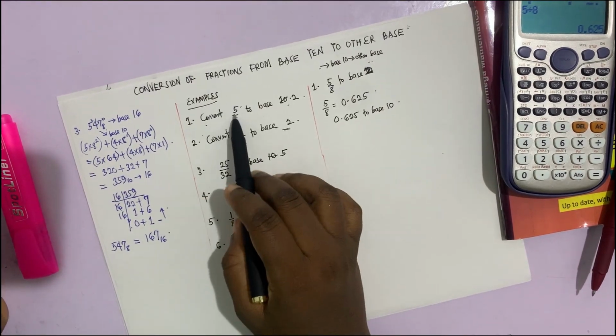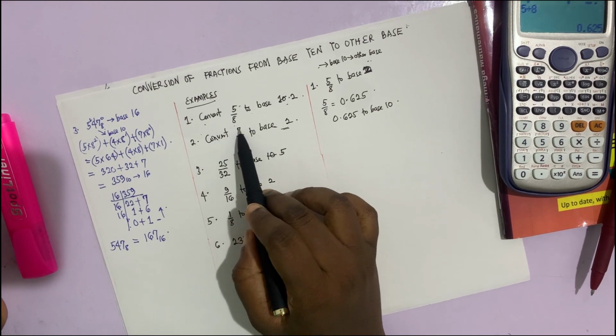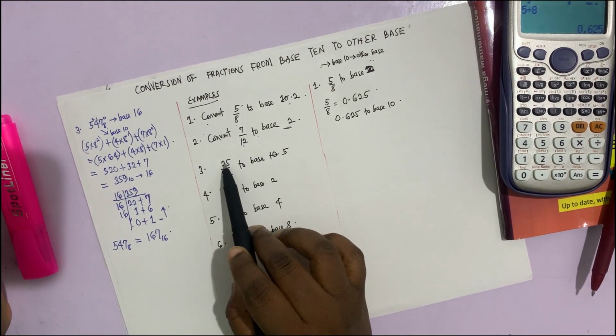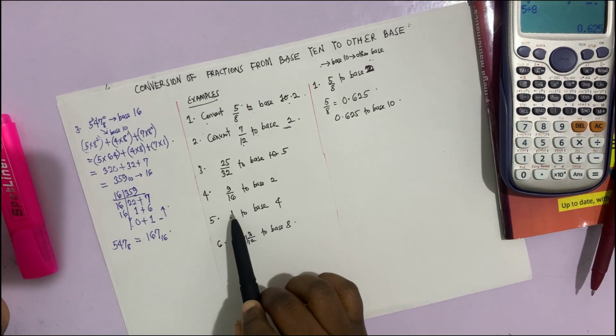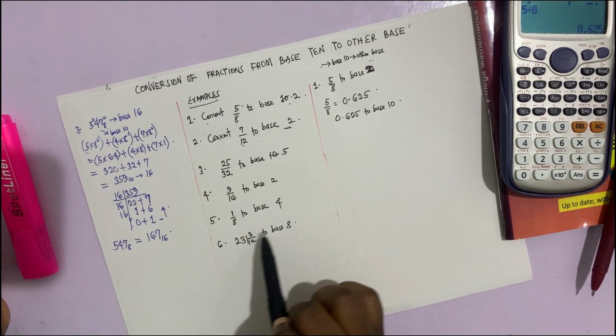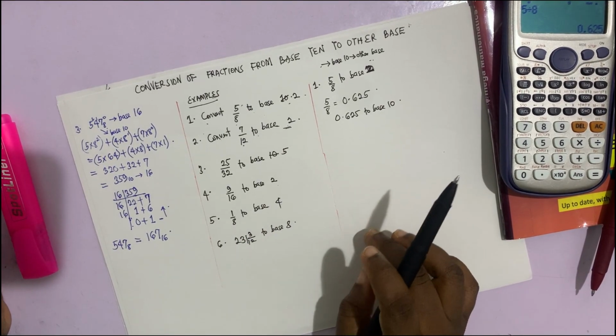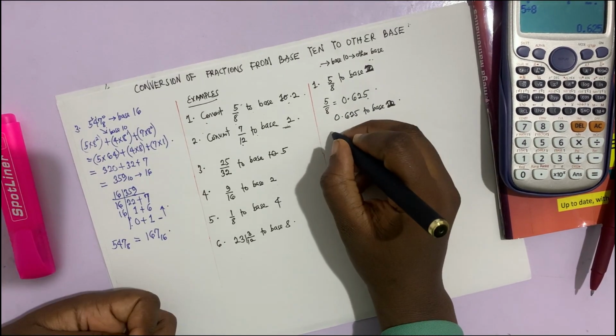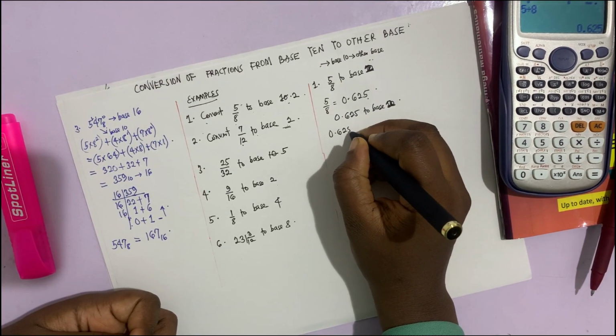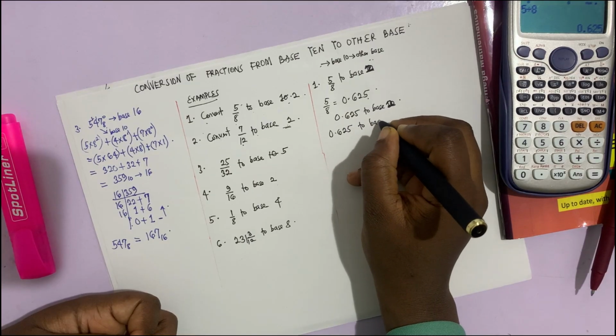We have: convert 5 over 8 to base 2, convert 7 over 12 to base 2, convert 25 over 12 to base 5, convert 9 over 16 to base 2, convert 1 over 8 to base 4, convert this to base 8. So how do we do it? The first thing you want to do is to write this as decimal. So it becomes 0.625. We want to convert it to a base 2 number.